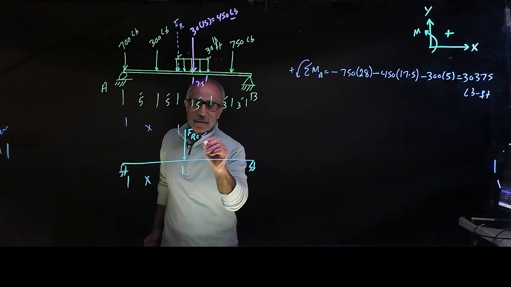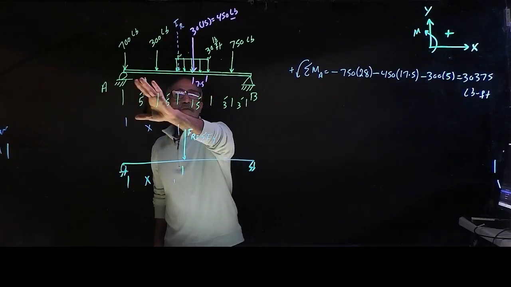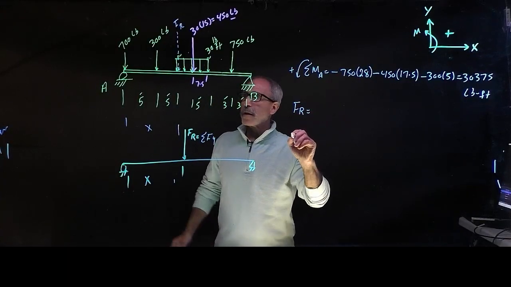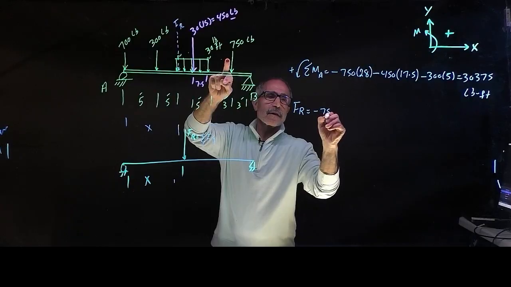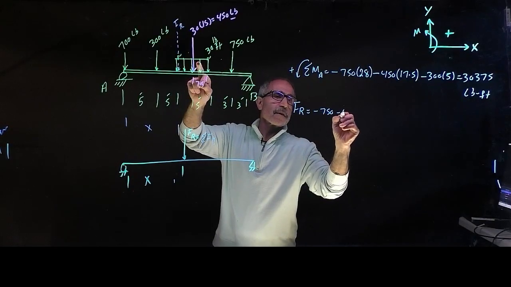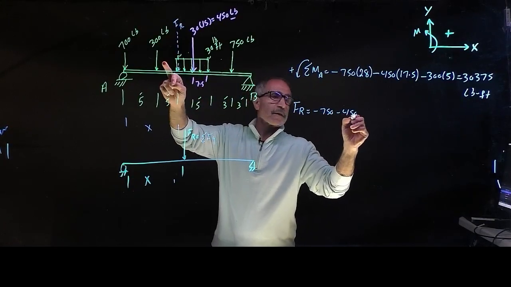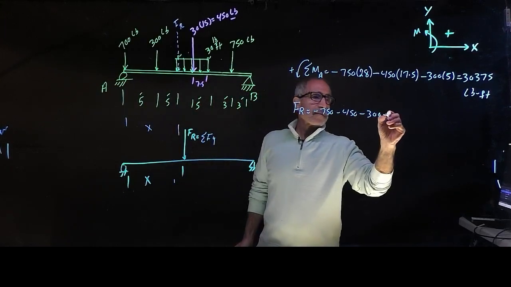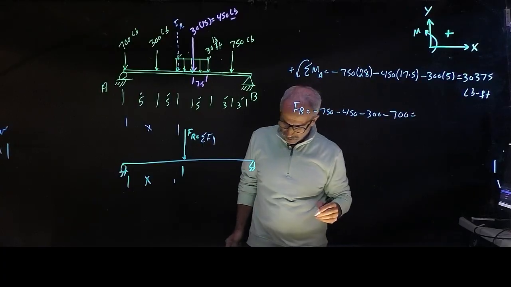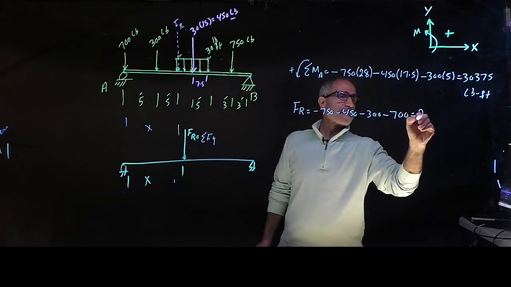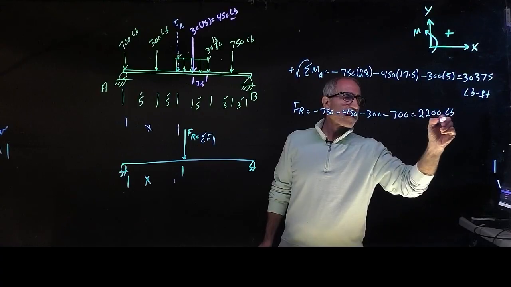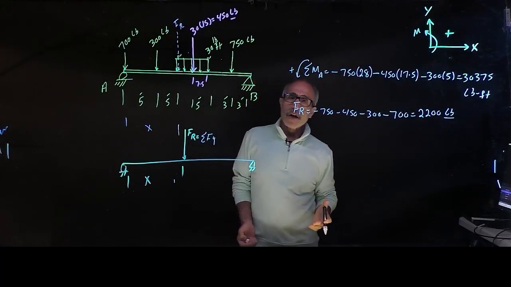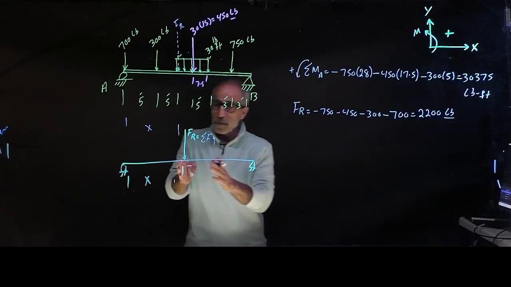That is basically the summation of F in y. Everything is vertical. So the resultant force is equal to minus 750, minus 450, minus 300. Yes, you have to calculate all of them. Minus 700. And that will give me 2,200 pounds. Great.